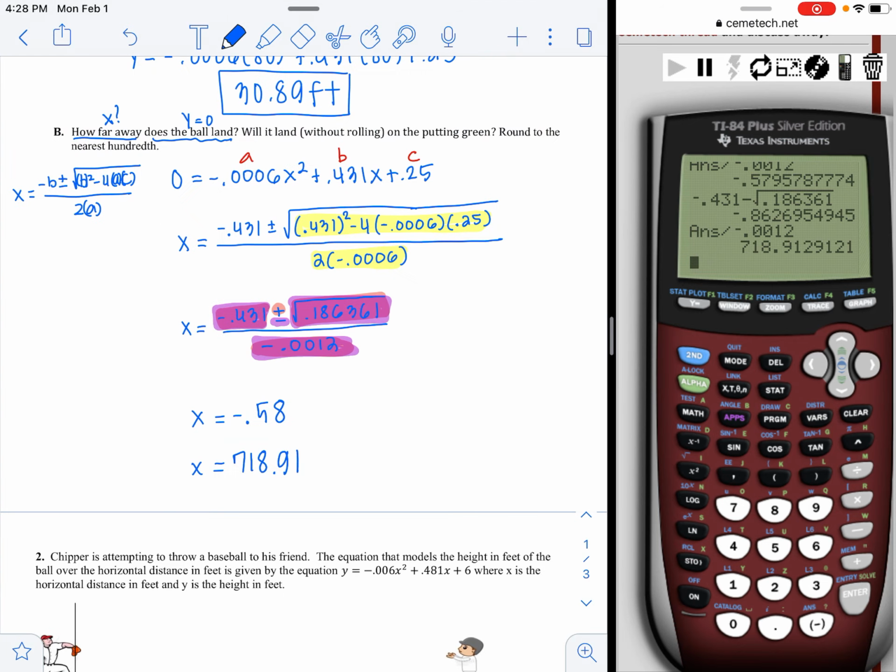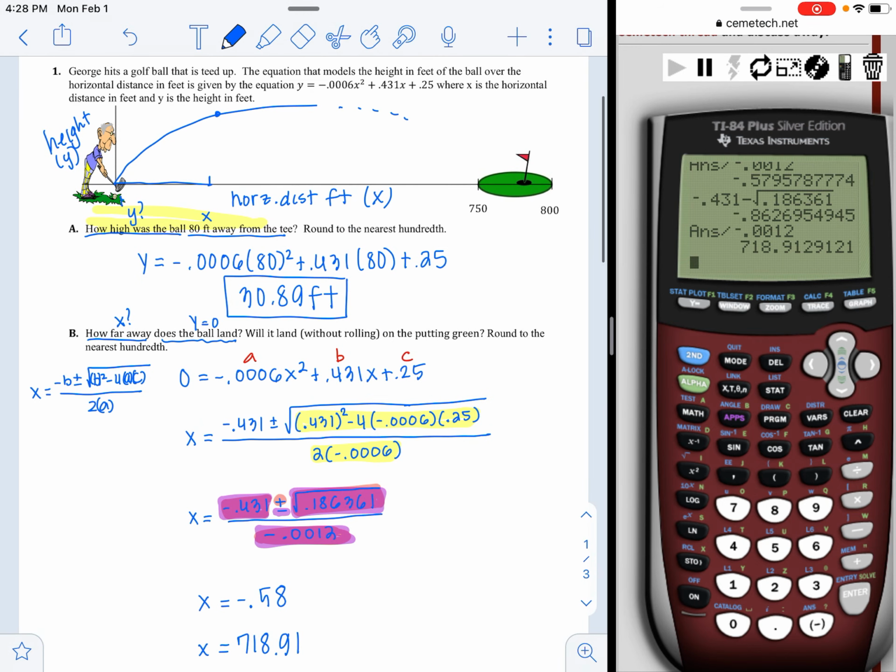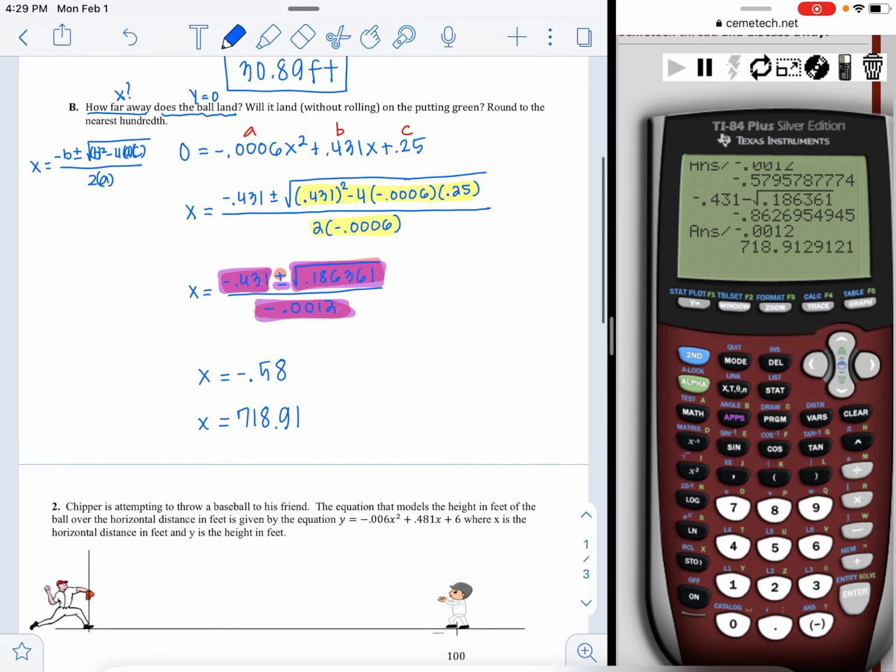Okay, so now let's find our answer. I want to know when the ball hits the ground. Can it hit the ground at negative 0.58 feet? No. What did that just find? If you look, this ball is hit like this, right? And then it's going to land at 718 feet, which is about here. So this is where the negative one is. That's not the one they're talking about.